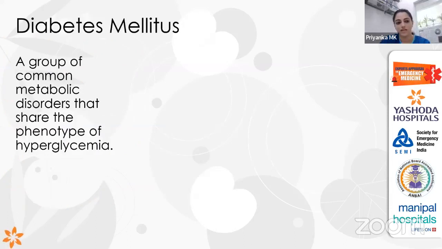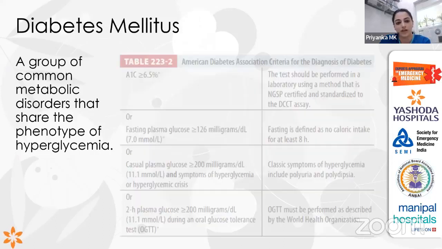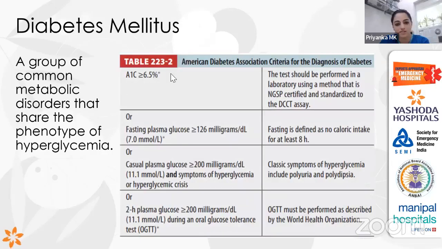Diabetes mellitus is a group of common metabolic disorders that share the common phenotype of hyperglycemia. ADA gives you a criteria for the diagnosis of diabetes. It's A1C of more than 6.5% or a fasting plasma glucose of more than 126. When we say fasting, it should be at least for 8 hours. And in our case, in the emergency, we are looking at random plasma glucose, which should be at least more than 200. And the patient should come to you with the symptom of hyperglycemia or hyperglycemic crisis.